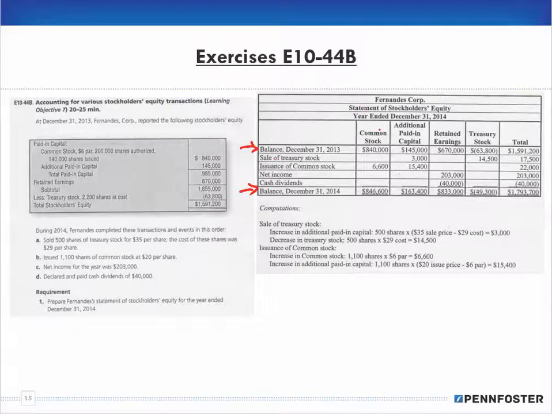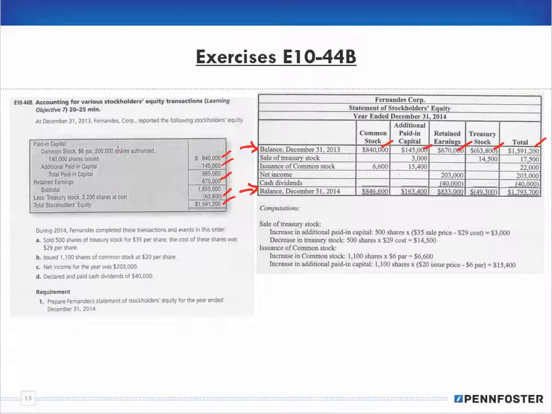So for our beginning date, we put in the different columns for the different things that we need. My common stock of 840,000 goes there, and then I have my additional paid in capital of 145, which goes there. Then I have my retained earnings from my balance sheet, and my treasury stock, which goes here, and of course the total amount of my equity. So that's my balances as of December 31st.